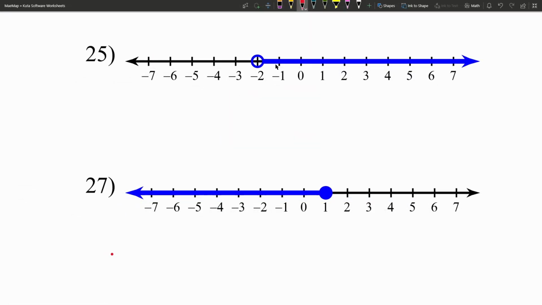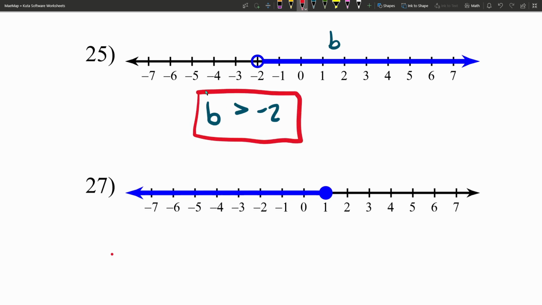Moving on to number 25. In number 25, all our values are shaded to the right of negative 2. So let's call this variable b. That means that b is greater than, since it's shaded to the right, greater than our negative 2. And it's only greater than, not greater than or equal to, so b is greater than negative 2. Or negative 2 is less than b.